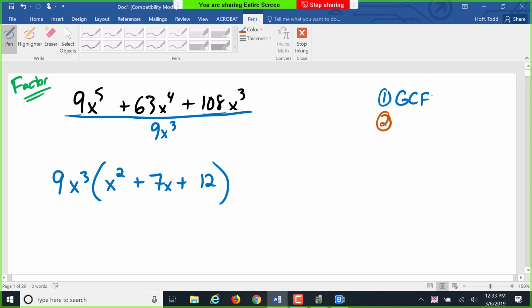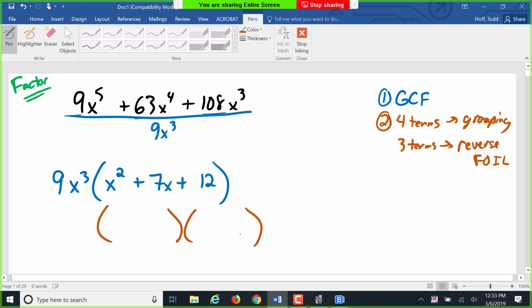Second step, of course, once we've done a greatest common factor, or if we haven't been able to find a greatest common factor, depends on whether it's 4 terms or 3 terms. 4 terms, we would try the grouping. 3 terms, we try to do that reverse multiplication, or reverse FOIL, if you will. So the x squared plus 7x plus 12 might be able to be factored more fully. We're going to have to remember at some point to bring down that 9x to the third, so I'm going to do that now.